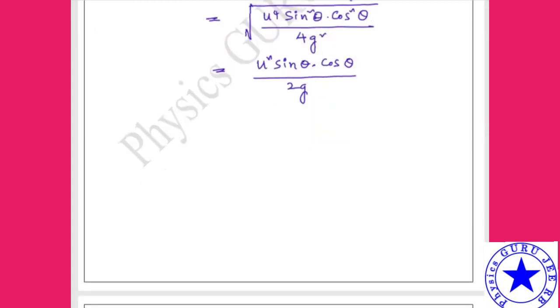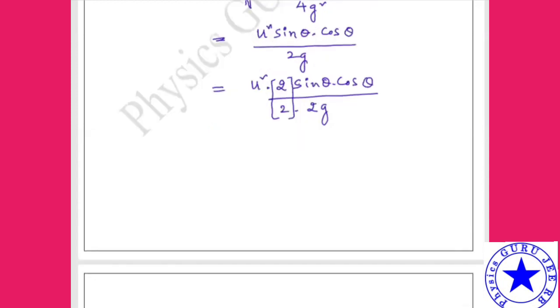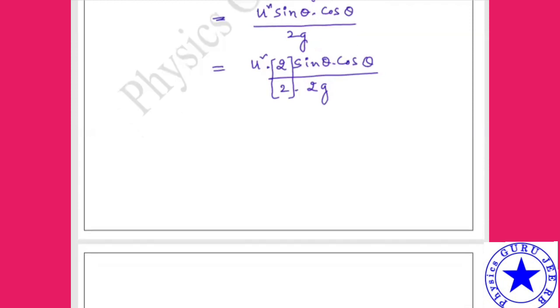So what I'll do now is multiply and divide u square by 2: u square into 2 sine theta into cos theta divided by 2g. Just what I did is I multiplied and divided with the 2, so the 2g is there. Nobody has any problem, right? So here no issue.